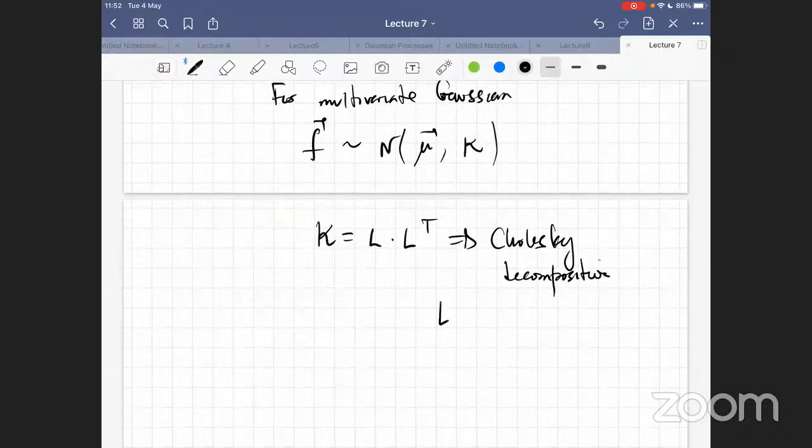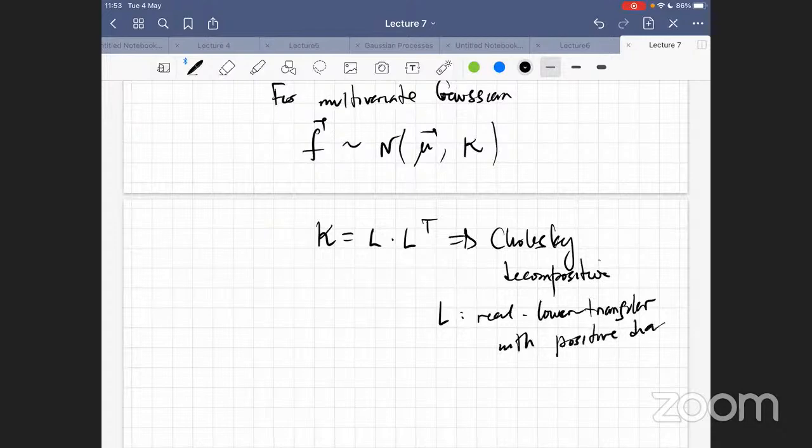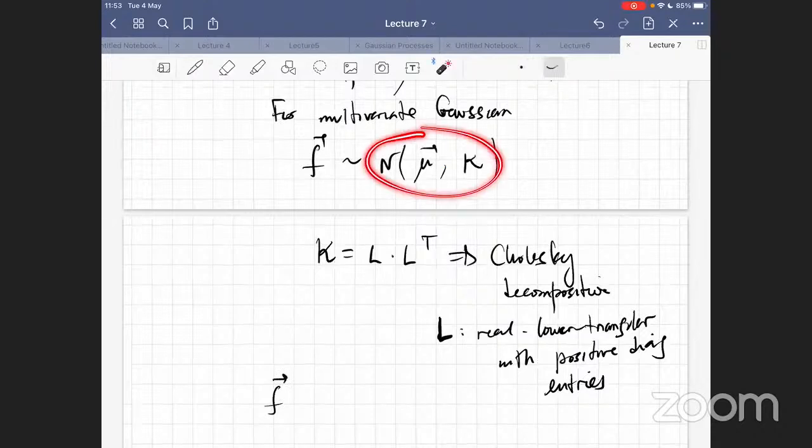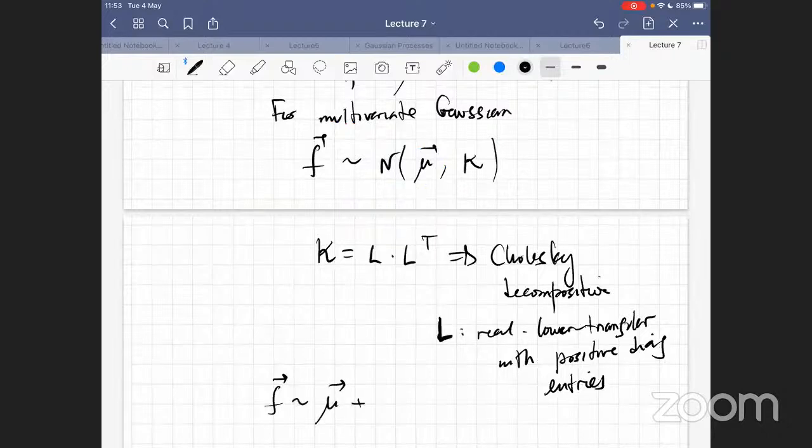So the Cholesky decomposition, where L is a real lower triangular matrix with positive diagonal entries. Okay. And by doing this Cholesky decomposition, you can sample from the multivariate Gaussian in a similar way as above. So you just add to the mean vector L times a standard multivariate normal, if you want. Okay.